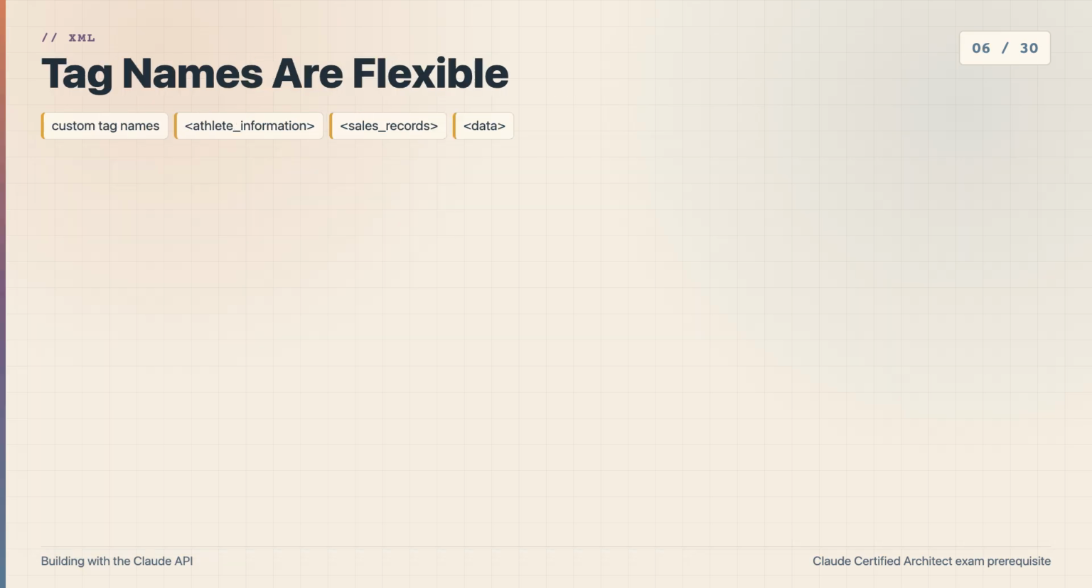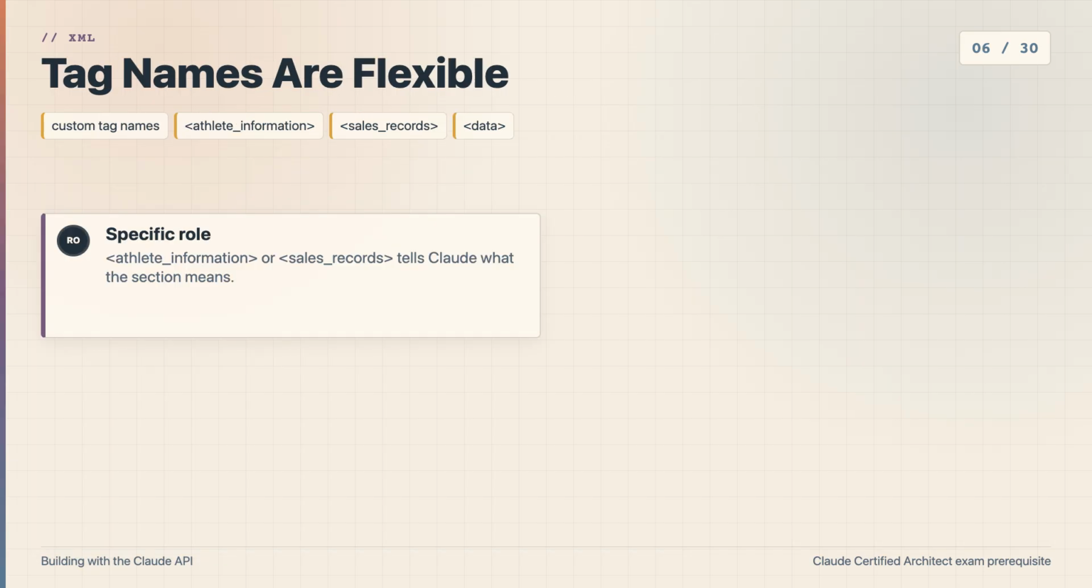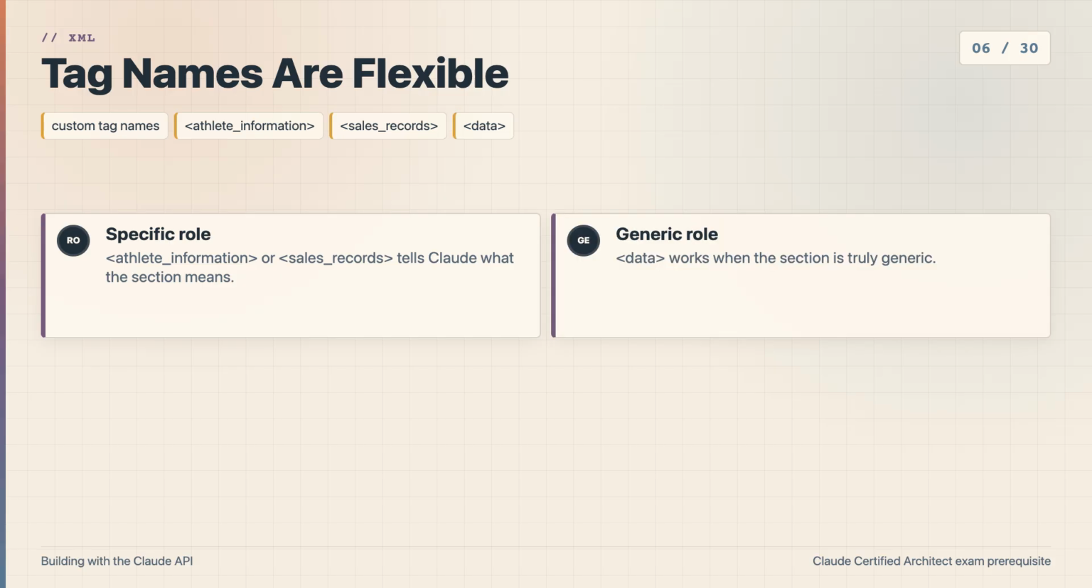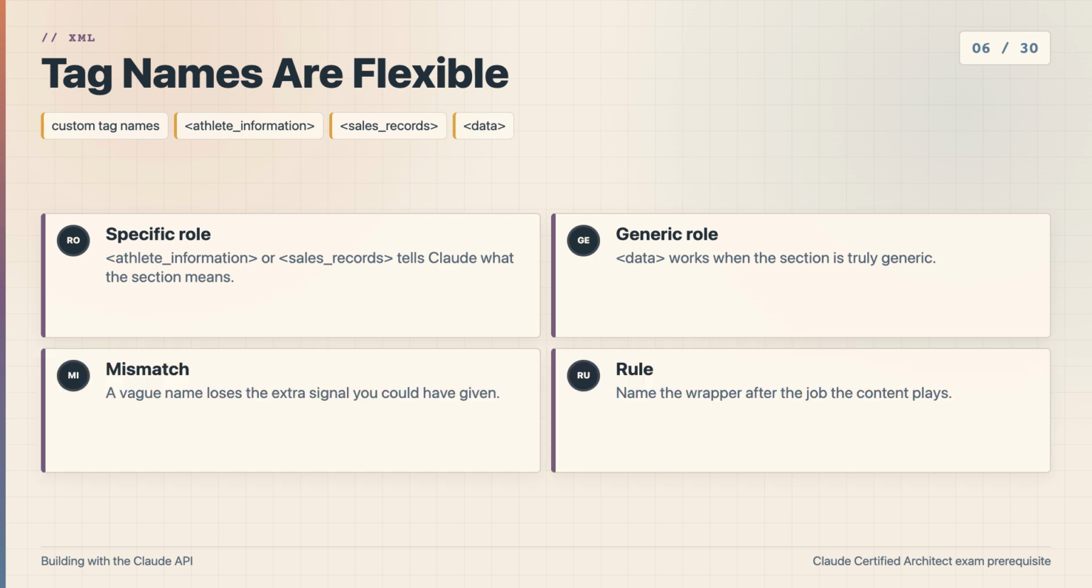XML tags do not have to come from an official list. You are allowed to create names that match your content. If the prompt includes athlete details, athlete_information is more helpful than data. If the prompt includes sales records, sales_records is more helpful than content. The rule is practical. Choose the name that tells Claude what role the wrapped material plays in the request.